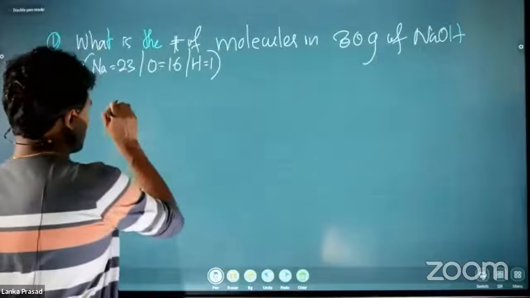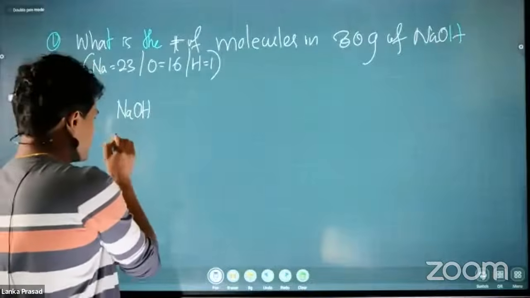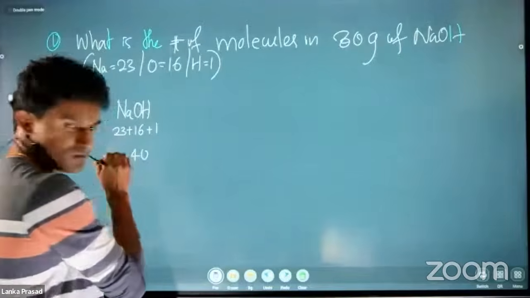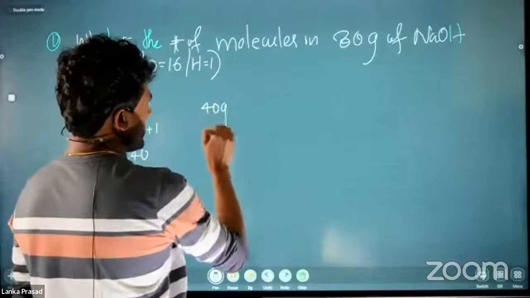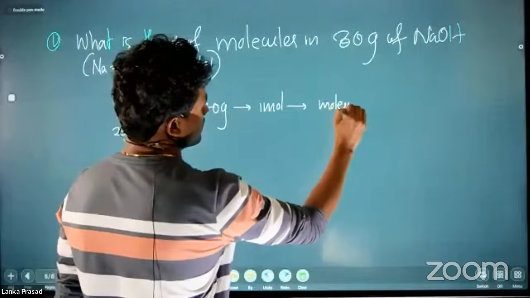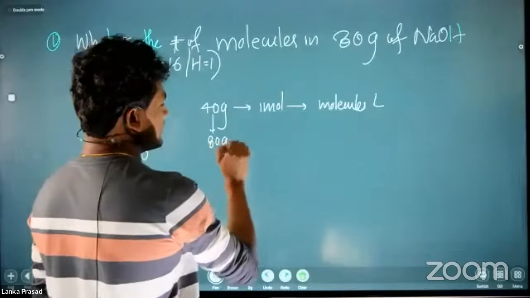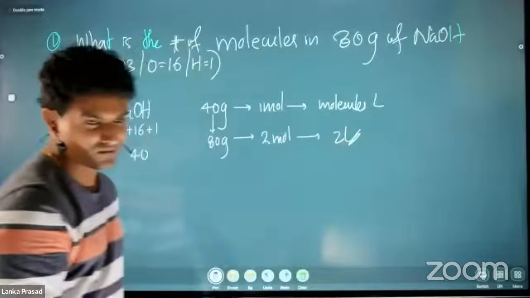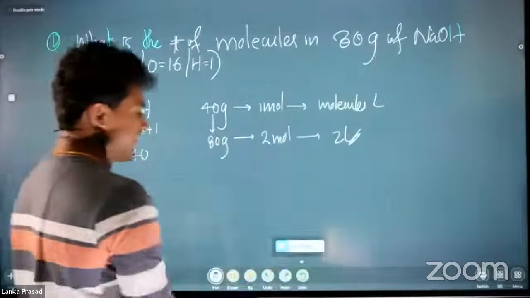First of all, you have to find out the molar mass of NaOH, no? It's easy, right? 23, 16, 1. You got 40, no? 40 means 40 gram contain 1 mole of that. 1 mole means L molecules. Now they are 80. 80 means they are going to have 2 moles. So that means 2L, no? Yes, that's the answer. Okay, right. That will be the end.